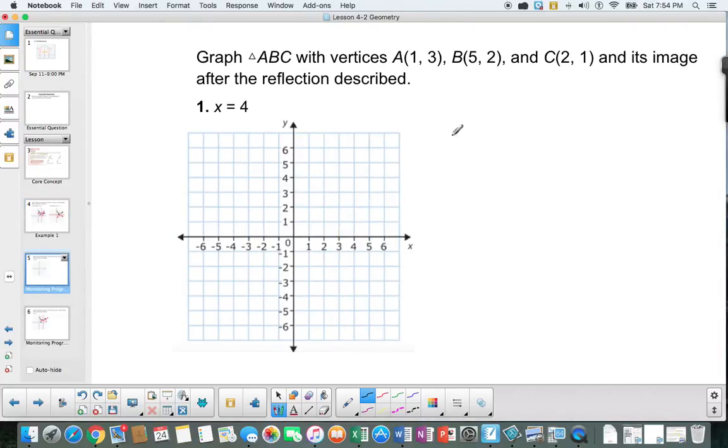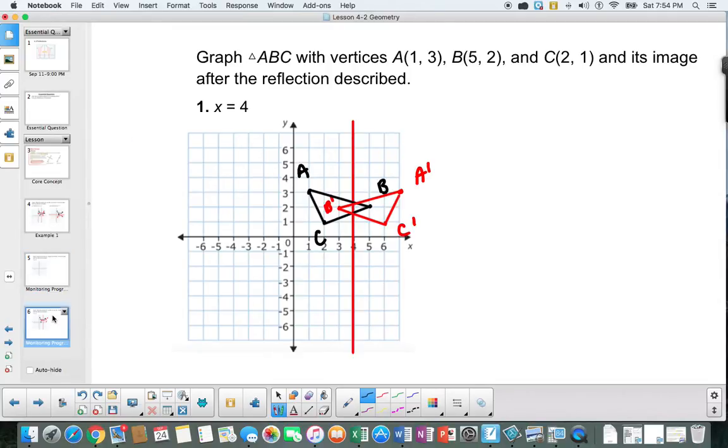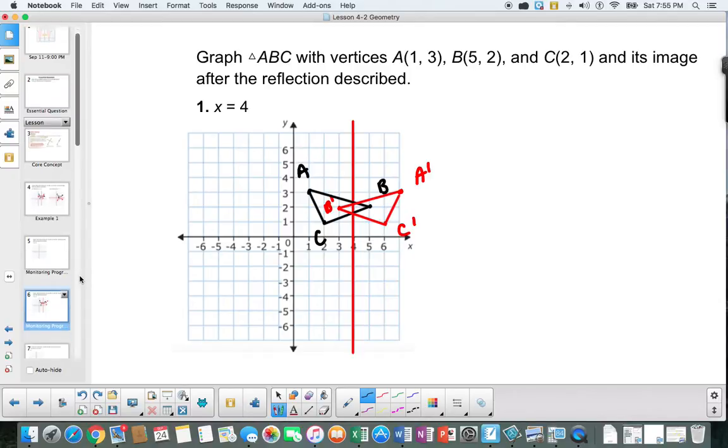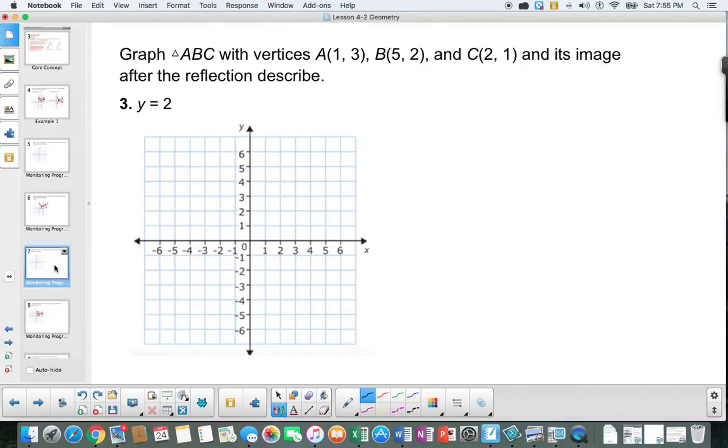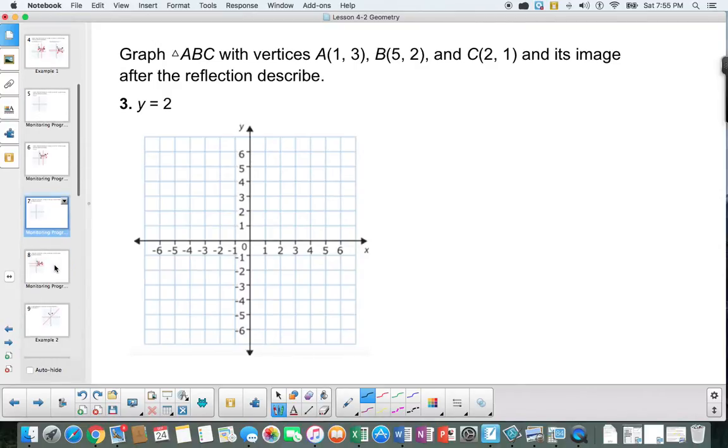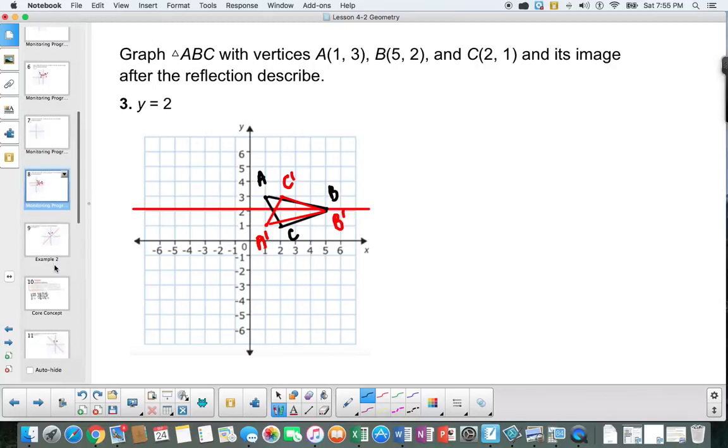All right, let's go ahead and give you an opportunity to do this. Go ahead and get some graph paper out, see if you can graph this, and stop the screencast and then resume. And here is the answer. X equal to 4 is a vertical line. I graphed all the points and then used the rules of reflection to find the images. Here's one with y equal to 2, which is a horizontal line. Stop the screencast, see if you can do this on your own graph paper. And here is the answer.